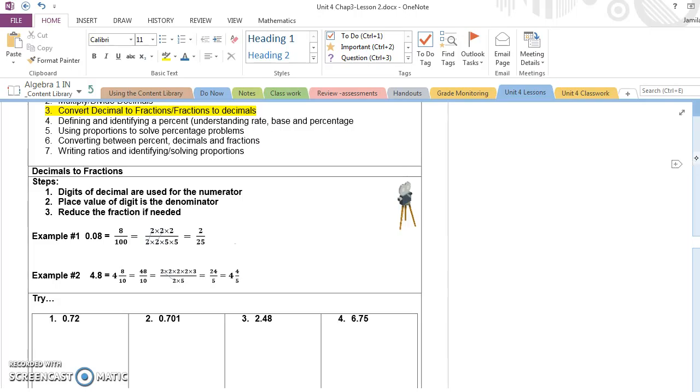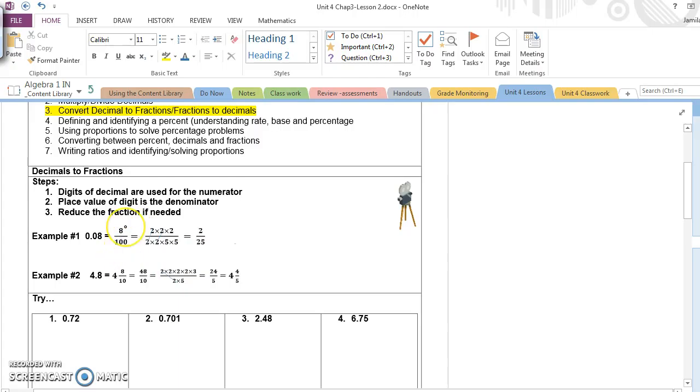So looking at the first example, number 1 here, notice that the 8 is the digit, so it's in the numerator. And then we pay attention to the place value. So this 0 is in the tenths place, and then this is in the hundredths place. So that's why the denominator is 100, because that is the place value of the 8. Sometimes we have to refer back to our place value chart.